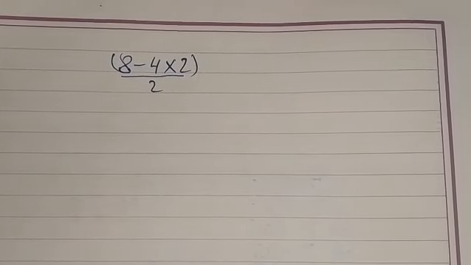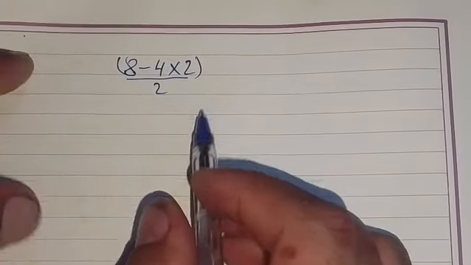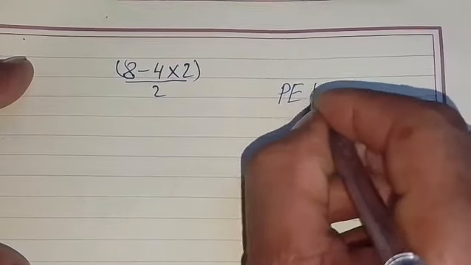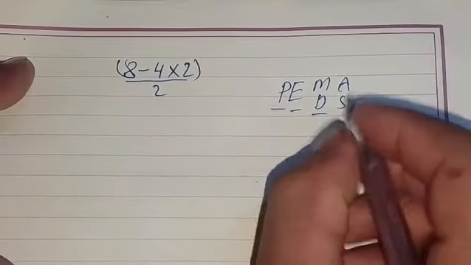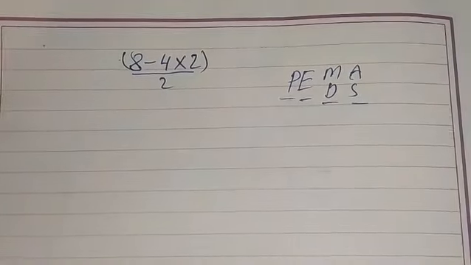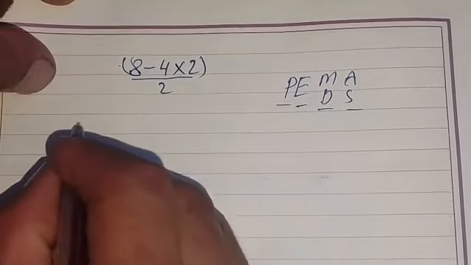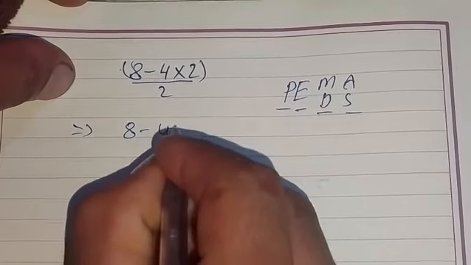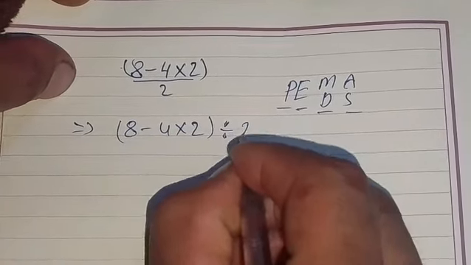Today we find the value of this fraction: 8 minus 4 multiplied by 2, over 2. Now we solve it by the rules of mathematics, PEMDAS. According to the PEMDAS rule, first we solve parentheses, then exponent, then multiplication or division, and then addition or subtraction. First of all we solve the numerator, then we solve the denominator. The numerator is 8 minus 4 multiplied by 2 and the denominator is 2.